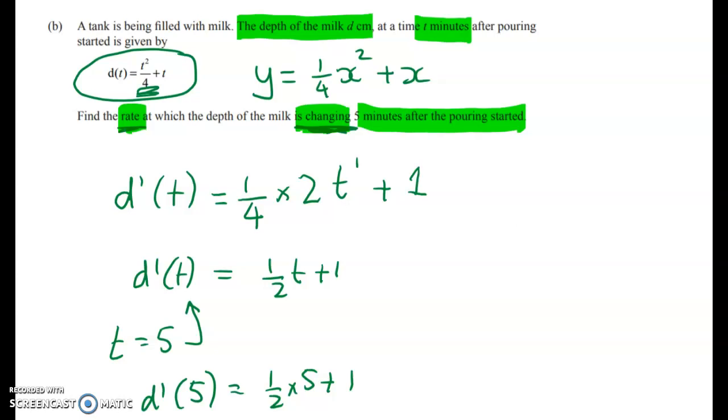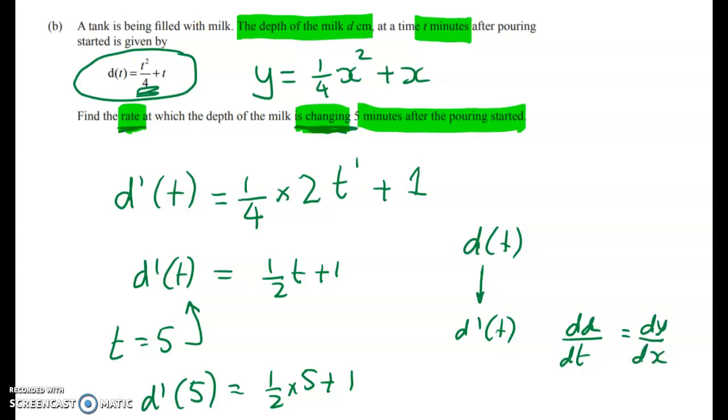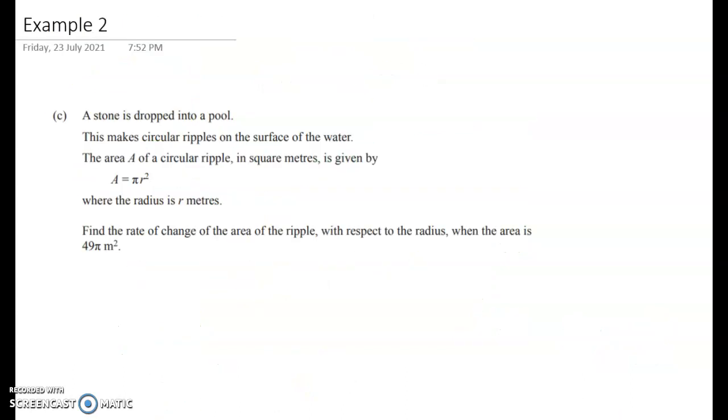Now here we started with d of t, so the notation that I used was d dash of t. We could also have written that as d by dt, just like we usually write dy by dx. Okay, so that's that first one done. And that was a question from back in 2013, and that was an achieved question. The second one is similar, but we're looking for something different.